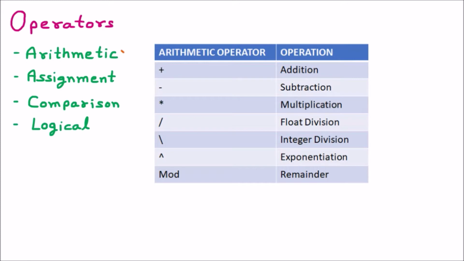The first one we are having is the arithmetic operator, second one is assignment, third one is the comparison operator, and fourth one is the logical. So first of all, we are starting with the first type of operator, which is the arithmetic operator. Now in the first column, we are defining the operator, and in the second column, we are performing their operation.